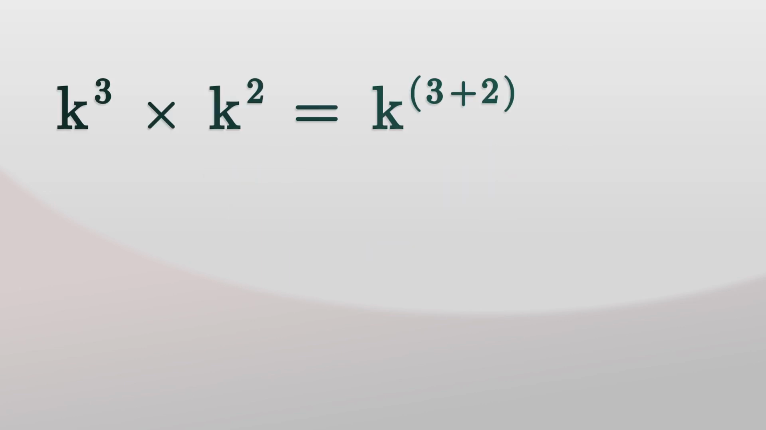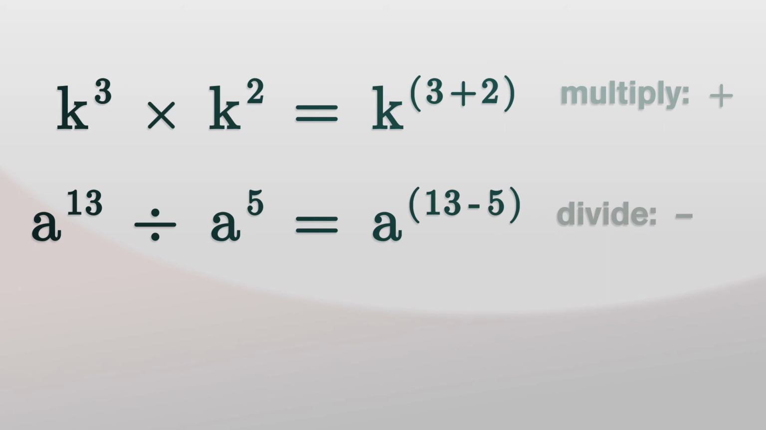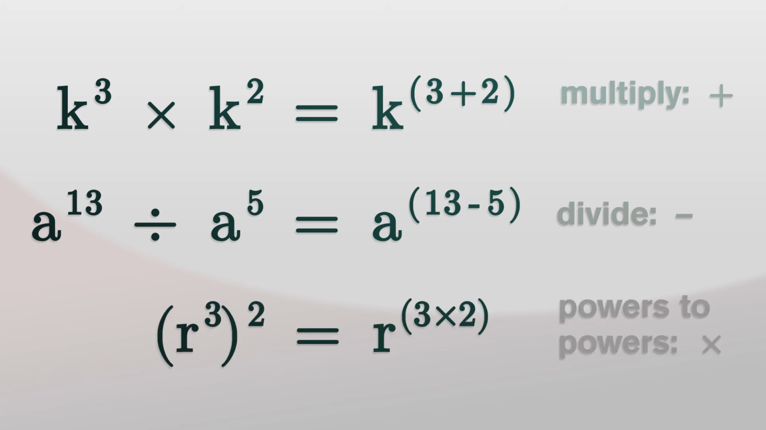So these are our first 3 index laws. When we multiply letters with powers, we just add the indices. When we divide, we subtract them. And when we put powers to powers, we multiply the indices.